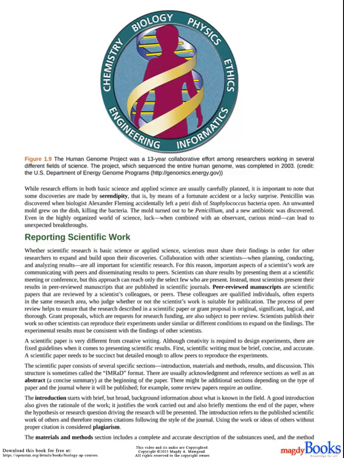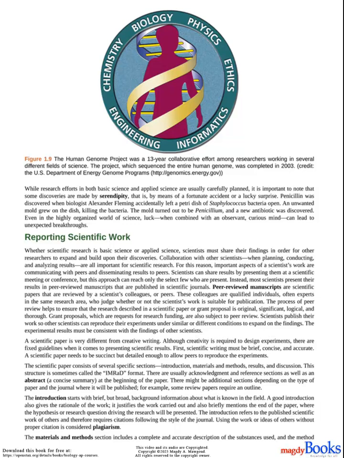Scientists publish their work so other scientists can reproduce their experiments under similar or different conditions to expand on the findings. The experimental results must be consistent with the findings of other scientists. A scientific paper is very different from creative writing. Although creativity is required to design experiments, there are fixed guidelines when it comes to presenting scientific results. First, scientific writing must be brief, concise, and accurate. A scientific paper needs to be succinct but detailed enough to allow peers to reproduce the experiments.